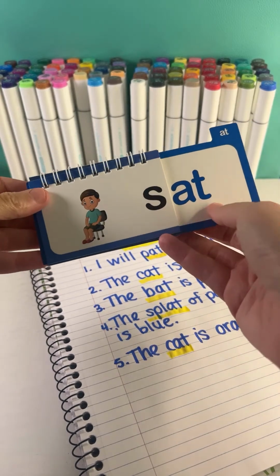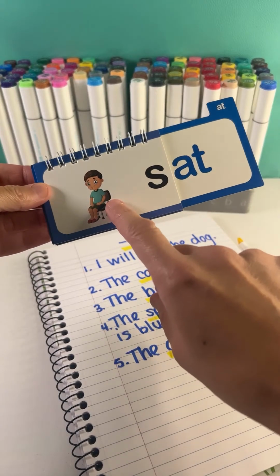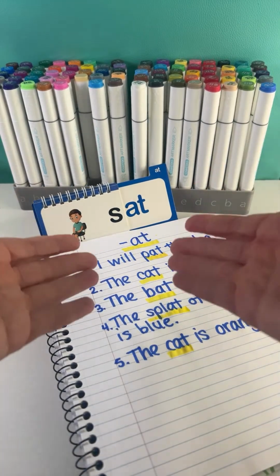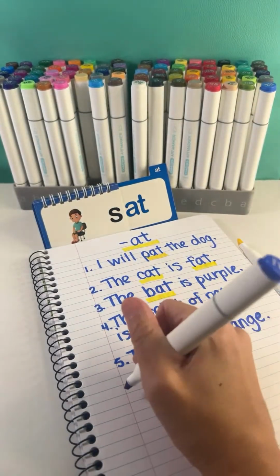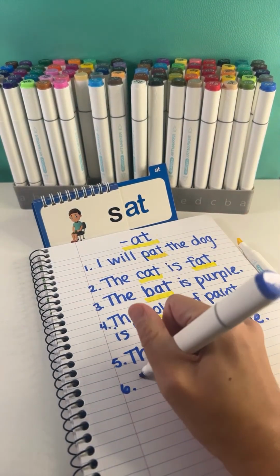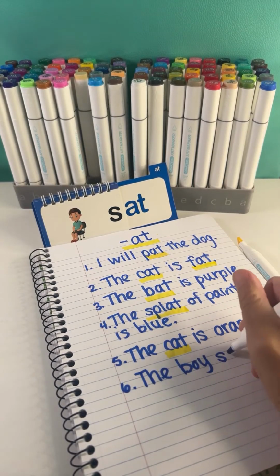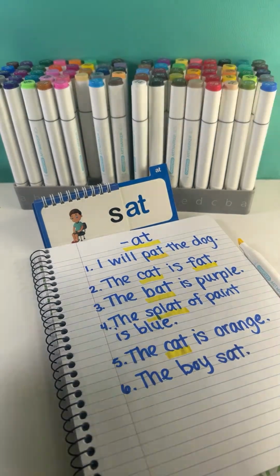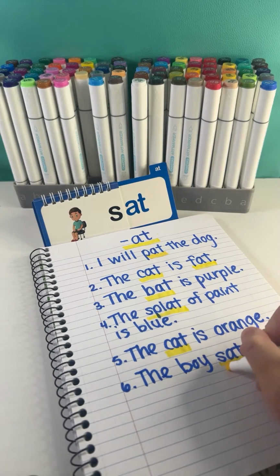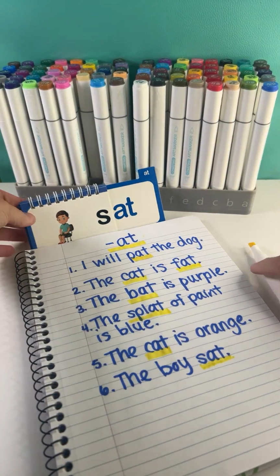Sat. Oh, this is a boy in a chair. He sat. That can be a sentence too. It doesn't have to be long. We'll put number 6 and we'll say the boy sat. There is our at word right there, sat. We'll underline that in yellow. Now we have all of our at words.